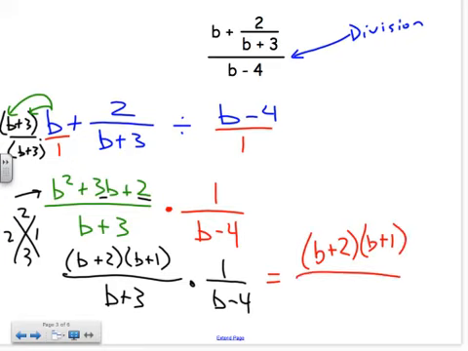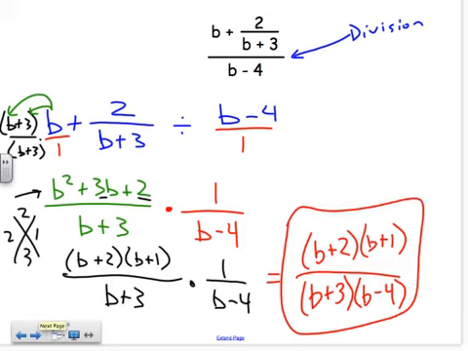And on bottom I got b plus 3 times b plus 4. Just leave it as your two binomials, the product of two binomials. B minus 4. And there you go. Don't need to simplify any further. Don't need to distribute. The biggest part is just to get it as one fraction at the end.